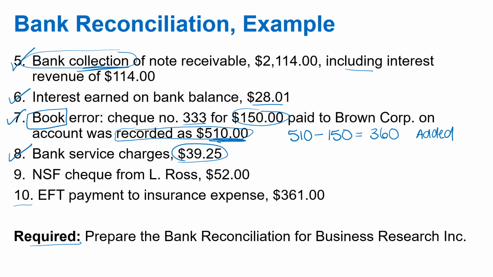The next item is an NSF check from L. Ross for $52. So we got this check from L. Ross, we recorded the deposit, and we put it into our bank account. And the bank put it there as well. But later, the bank would have discovered that L. Ross didn't actually have enough funds to pay this $52. So since they couldn't get that money from this person's bank account, they're now taking it back out of ours. So it's come out of the bank account, but we didn't know, so nothing has been recorded on the books yet.